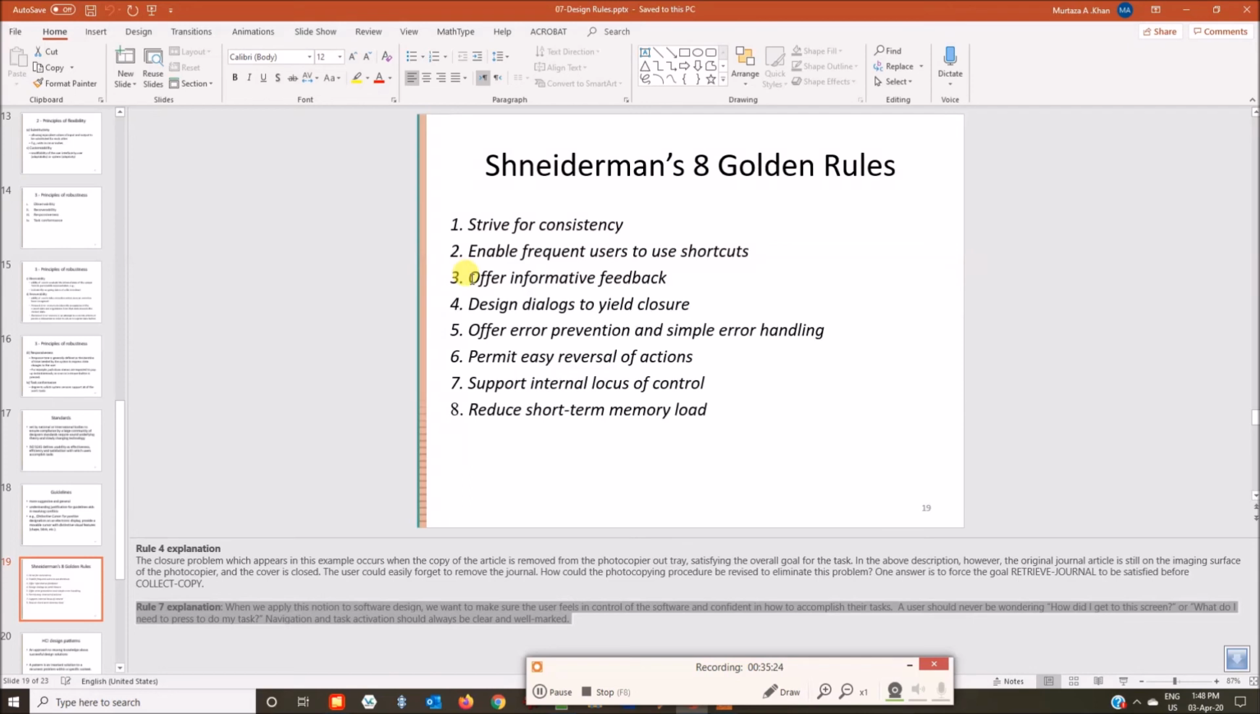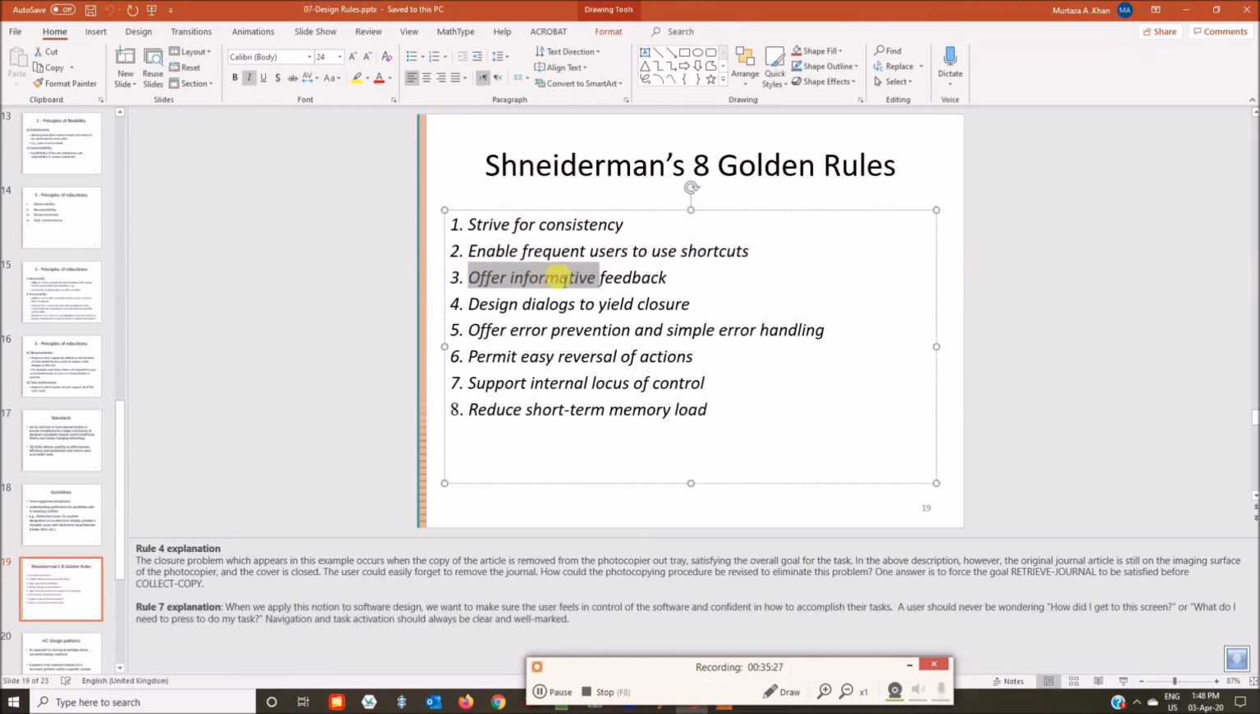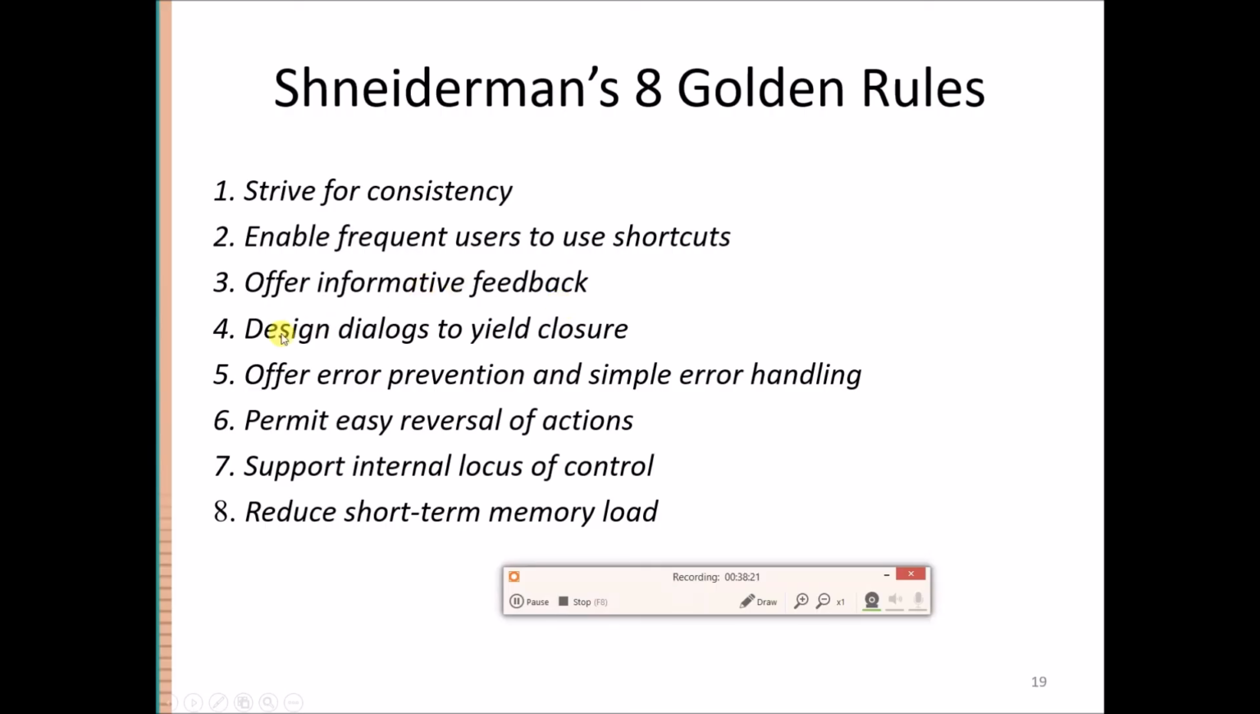The third rule of Shneiderman is to offer informative feedback. The system should provide feedback to the user so the user can understand the state of the system. Either you are copying a file, or downloading a file, or doing some other action, the system should provide feedback. The fourth rule is to design dialog to yield closure. They should design the dialog such that it provides closure. Closure means a closed loop, with no space to make a mistake. This is the objective of designing dialog to yield closure.